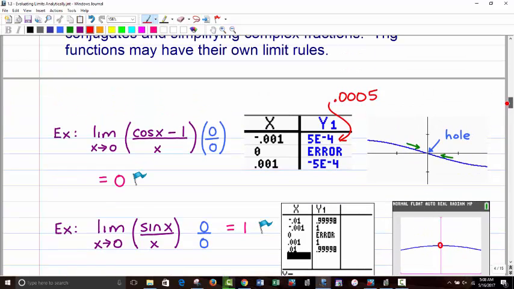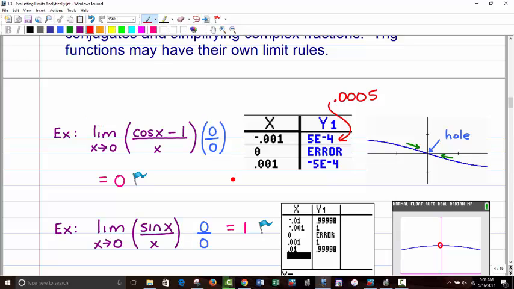But here's a couple that you would use either graphically or a table of values, which we've already done. I'm not sure if we did sine of x over x, but that's a pretty famous one we'll talk about here in a minute. But we did cosine of x minus 1 over x. And that was one that we saw was approaching 0. So you would just go back and use that technique.